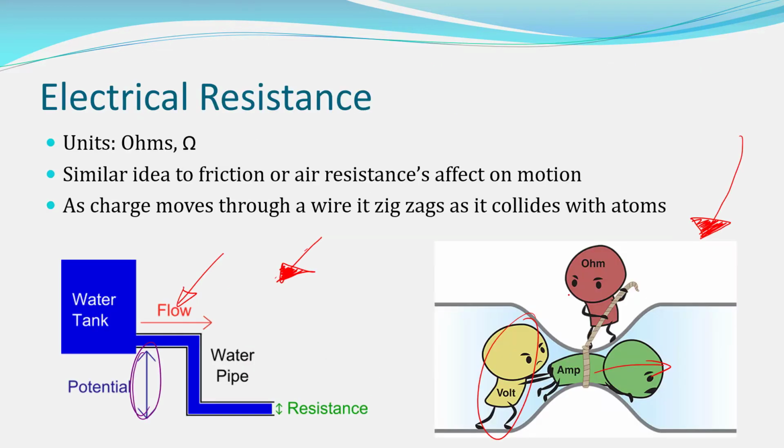Now the units for resistance are ohms, so it's that capital Omega. So just to recap, your voltage is measured in volts, your current is measured in amps, and your resistance is measured in ohms. Let me try that again. There we go, that's better.